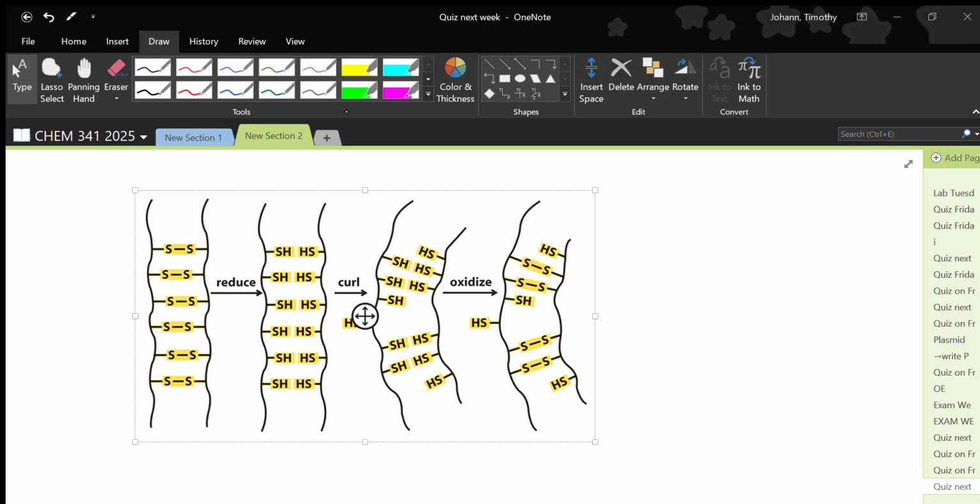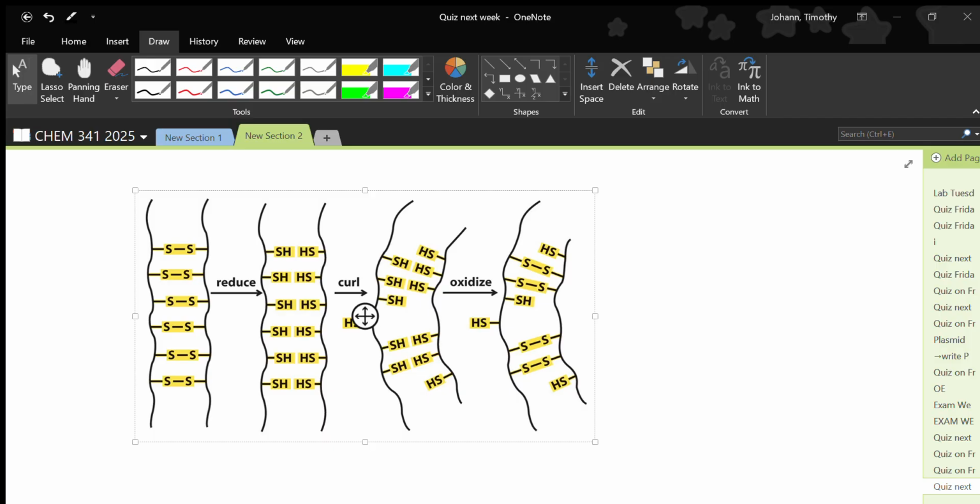And so how does a perm work? Well, you'll have your hair that has those keratin protofilaments that are bonded together with these disulfide bonds. You reduce them, so now you break some of them. And then you can curl the hair into the shape you want, and then you reoxidize and remake those disulfide bonds so it stays in that shape. So that's actually how this works.